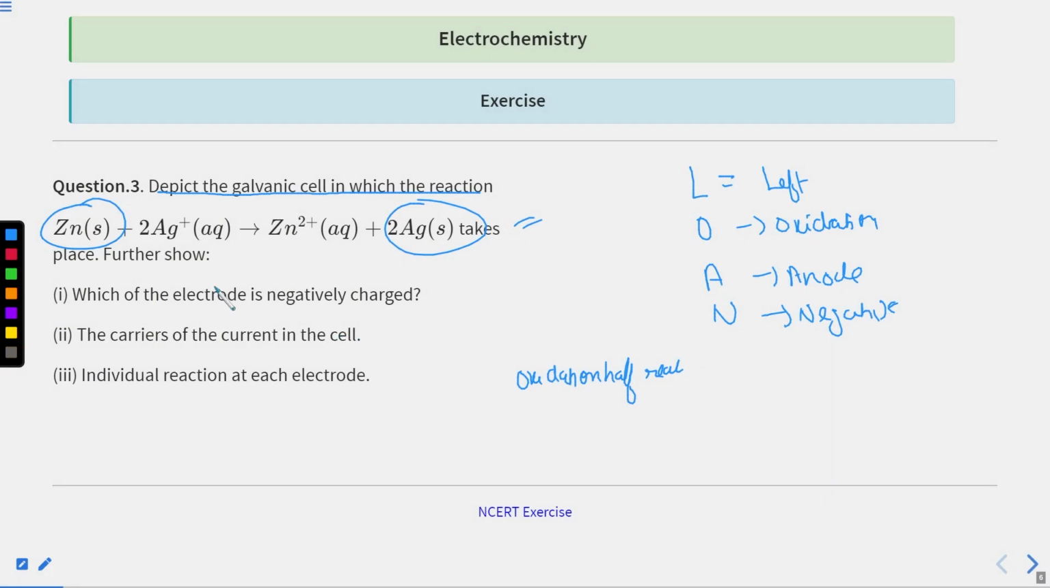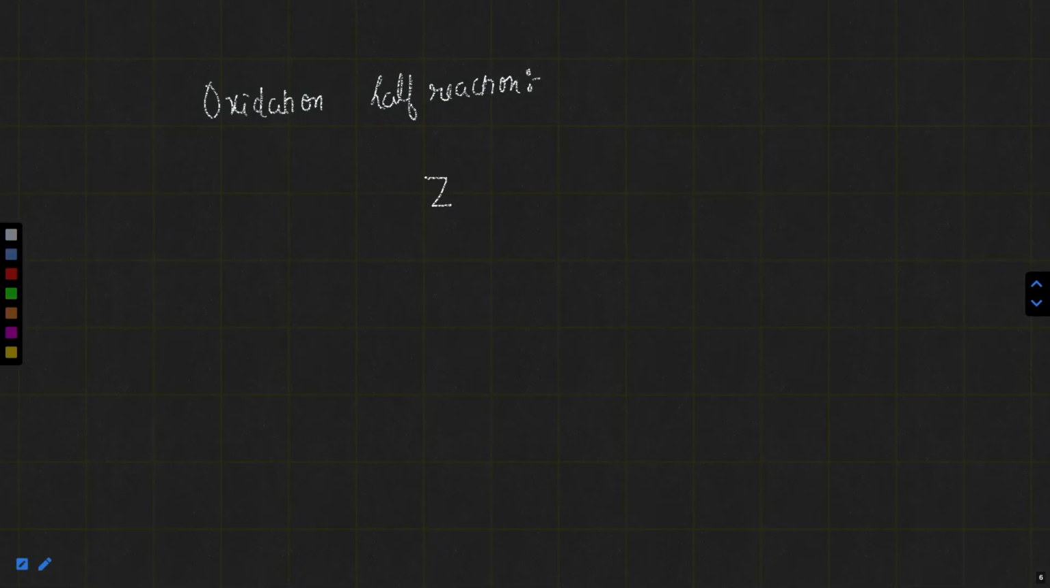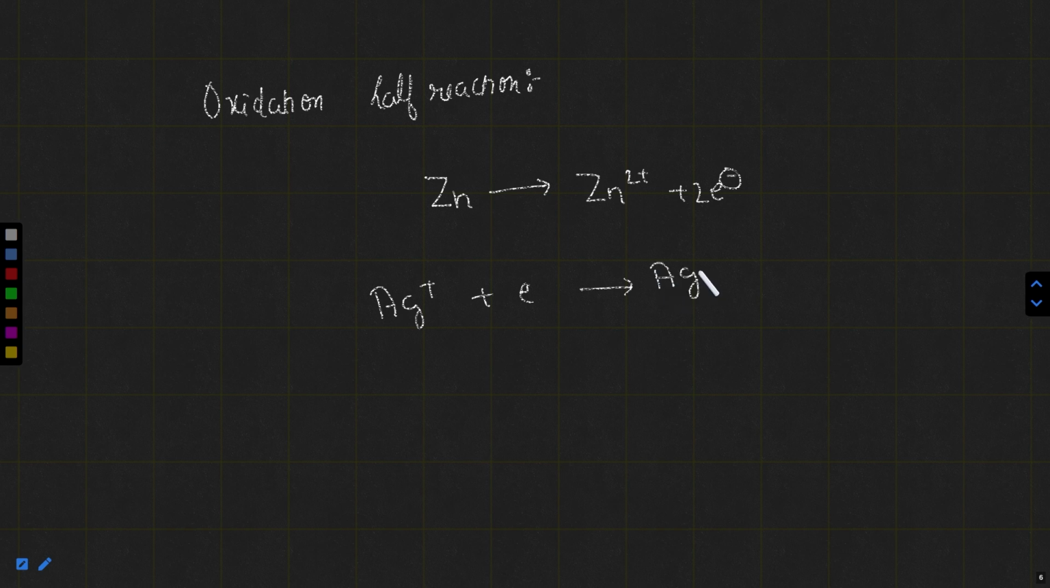The one which is losing electrons is zinc going to Zn2+. It is losing 2 electrons, so it will be written in this fashion: Zn goes to Zn2+ by release of 2 electrons. Okay, Ag+, I would say, not Ag: Ag+ is going to Ag. That is the silver ion going to solid silver by gain of 1 electron.